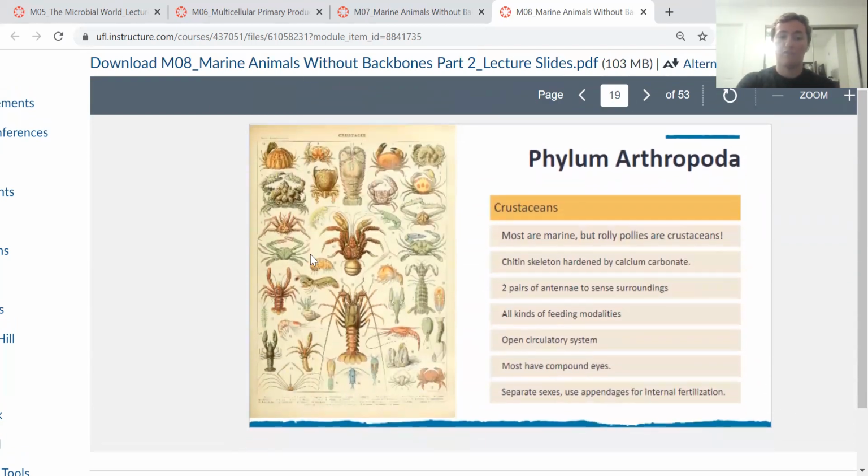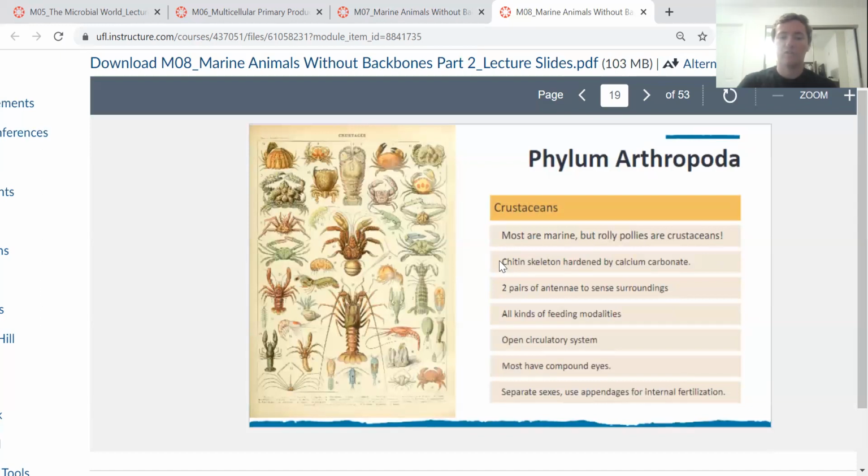There's a ton of diversity in this phylum, but there are a lot of marine ones as well. You're not going to find a ton of either freshwater or land arthropods. A lot of them are marine crustaceans. The crustaceans are a lot of them. Again, roly-polies are crustaceans. They're the ones you're going to find on land. That chitin skeleton exists still. So that's something important to note.